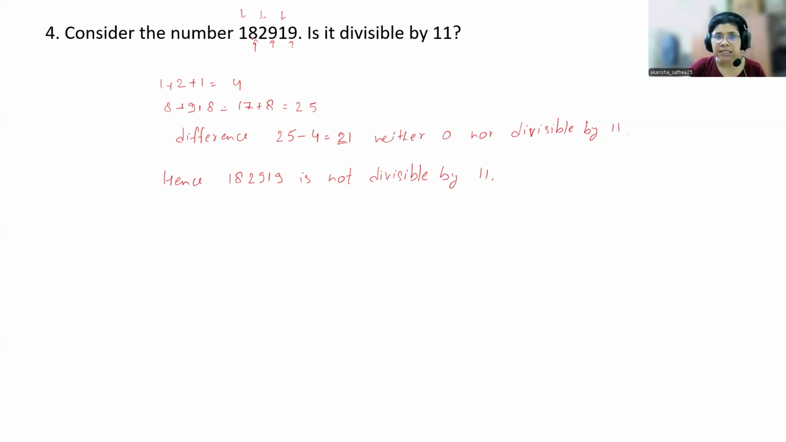Here we have seen that at odd places you have digits like 1, 2 and 1, that is 4. The sum is 4. At even places, that means second, fourth and sixth places, you have 8 plus 9 plus 9. Sorry, it is 9. And it becomes 26. And 26 minus 4 is 22. Oh, it is divisible by 11.